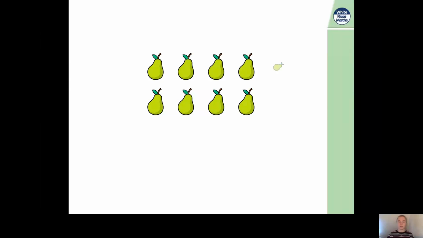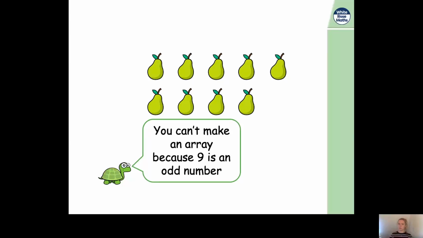Now, this one here, can you remember with all the other arrays, we had the same amount in each row and in each column? So this array looks a bit strange, doesn't it? Because it's not the same. It doesn't have the same amount in each row and each column. And the tortoise says you can't make an array because 9 is an odd number. Okay, I'd like you to pause the video now and have a think. Could we rearrange this array to make sure that it is correct?